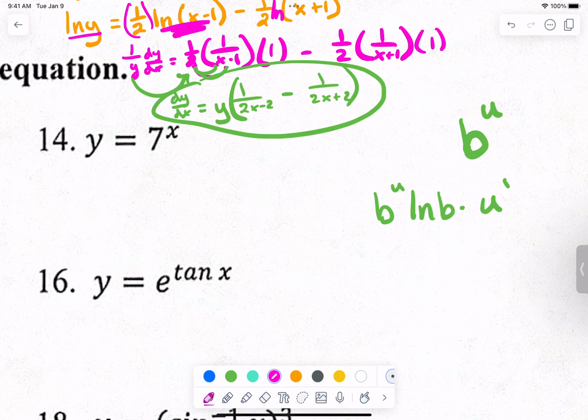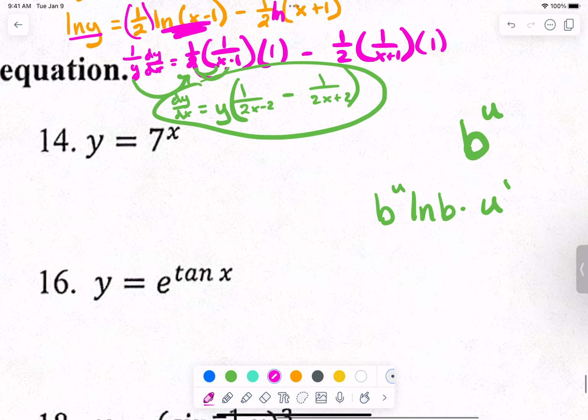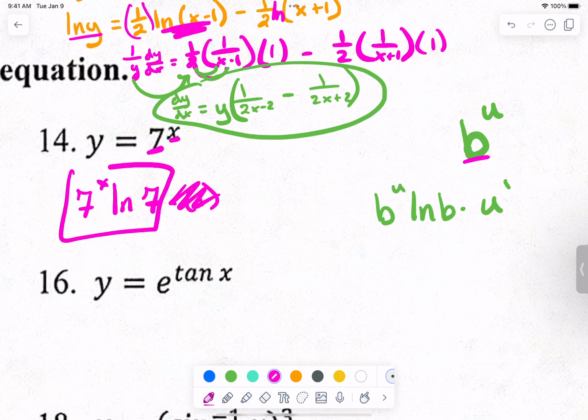Let's do 7. So b to the u is like your base is 7, x is your u. So 7 to the x power times ln of what? What is b? b is your base, and your base is 7. So ln of 7 times u prime. What's u prime? 1. So we get 7 to the x ln of 7. There you go.